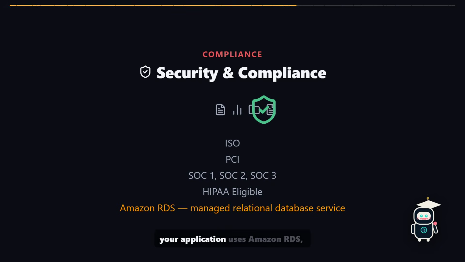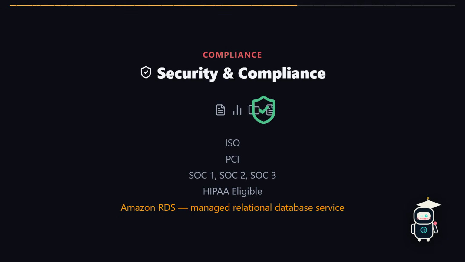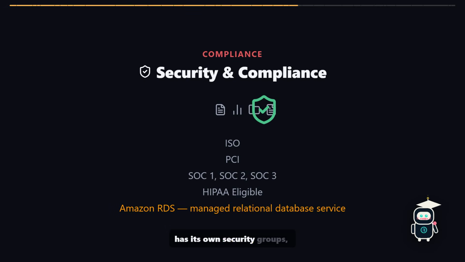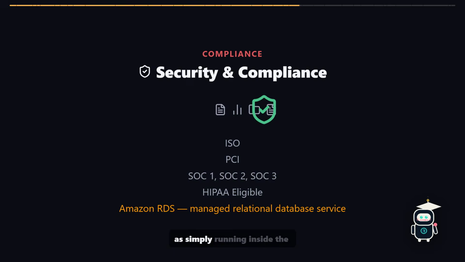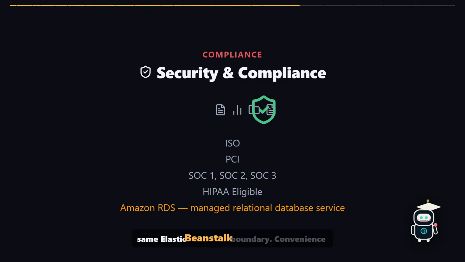If your application uses Amazon RDS, treat it as a separately configured managed database service. It has its own security groups, encryption, backup, access control, and lifecycle decisions. Do not describe it as simply running inside the same Elastic Beanstalk boundary. Convenience does not remove responsibility.